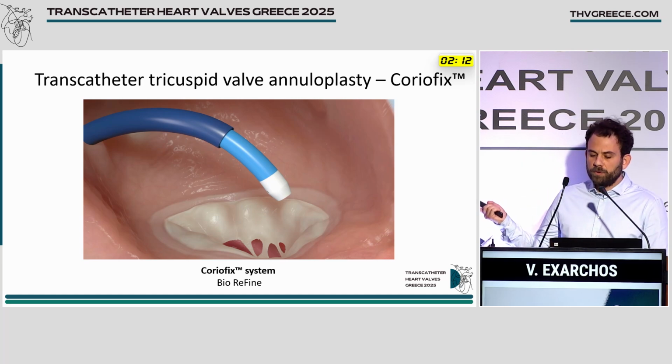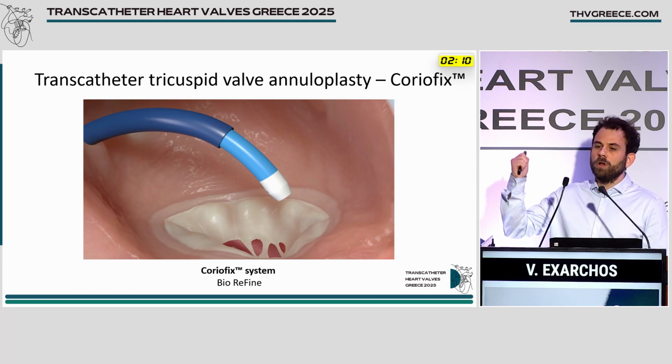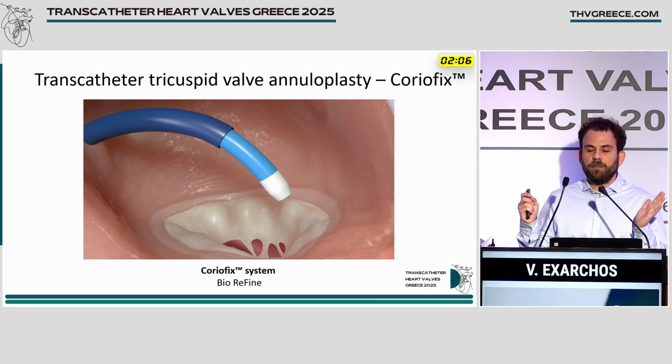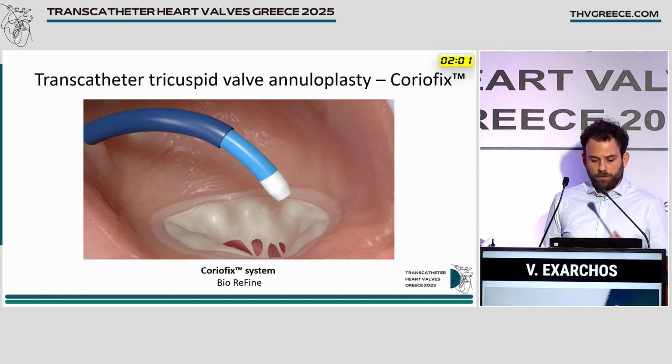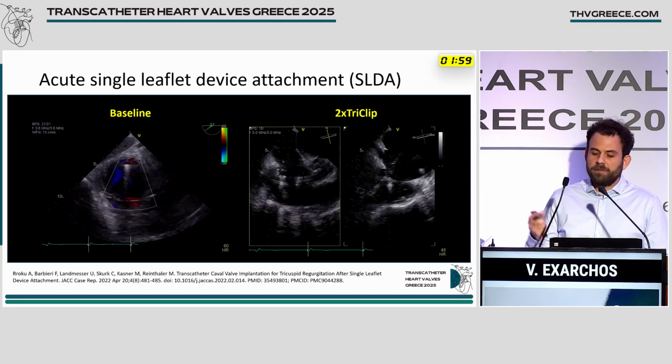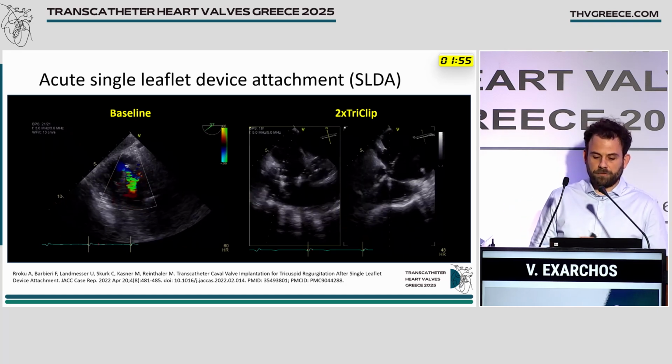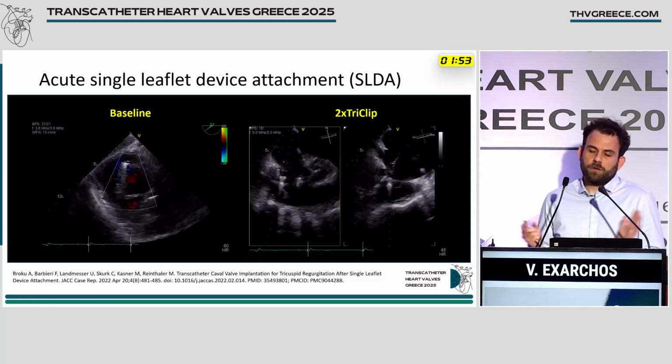And I really put it here because we have to understand we go less invasive, faster, and we are trying to manipulate the tricuspid leaflets as little as possible and the annulus generally. Here we have a single leaflet device attachment after the implantation of a second clip. Here, so it's just mathematics.